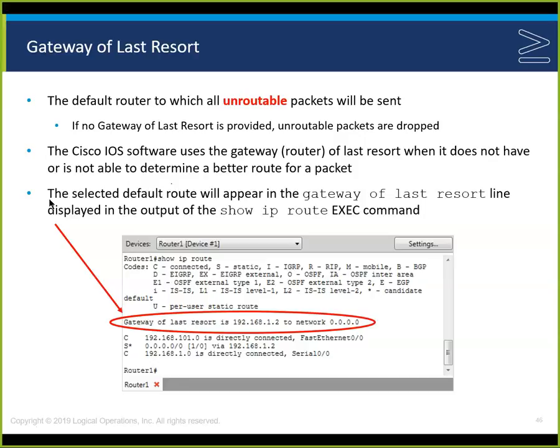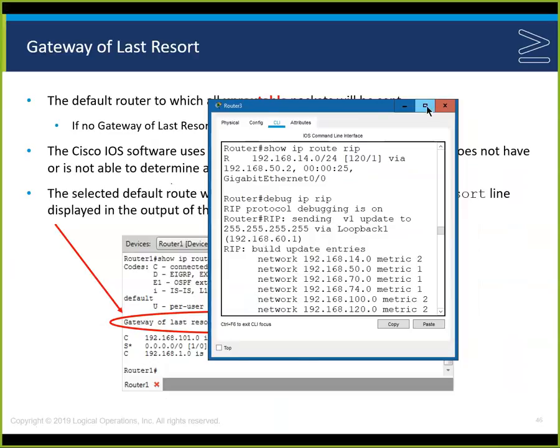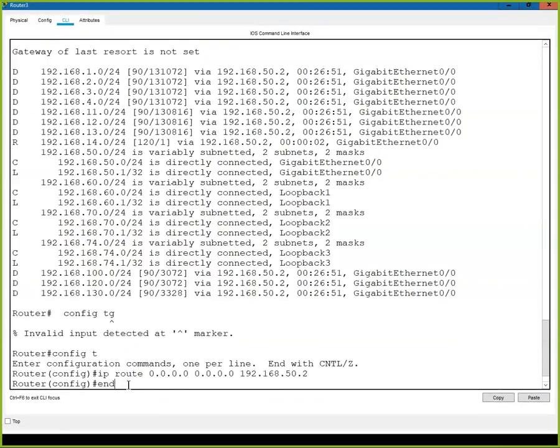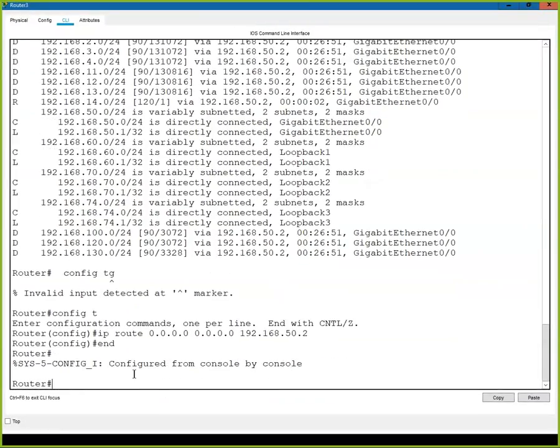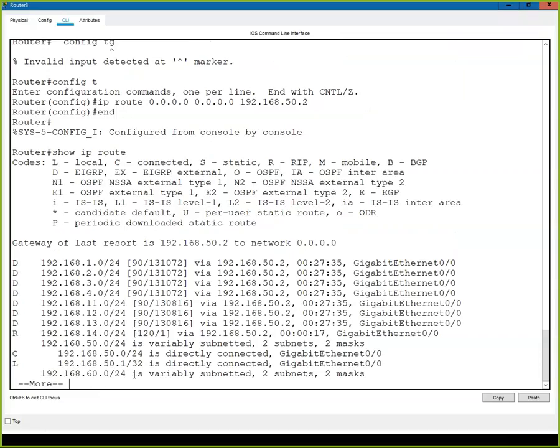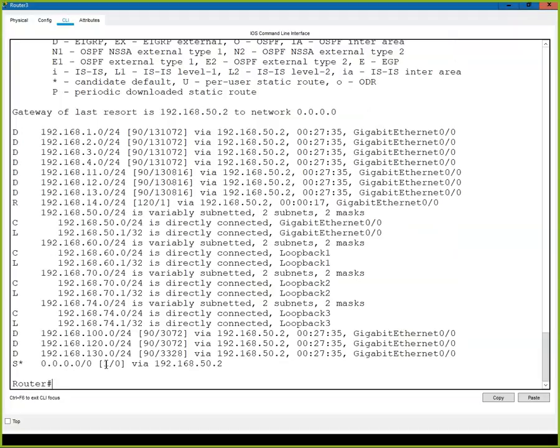192.168.50.2. And now we'll look at it. It wasn't there, so I was putting the default route back in. I didn't do a copy run start. I close this. Show IP route. It is set, and when we go down here, the administrative distance here is one, static route.